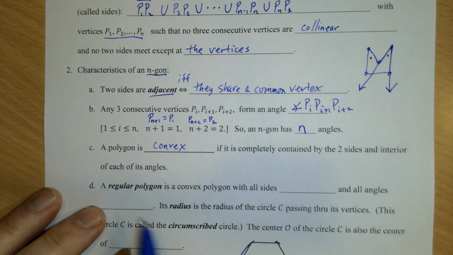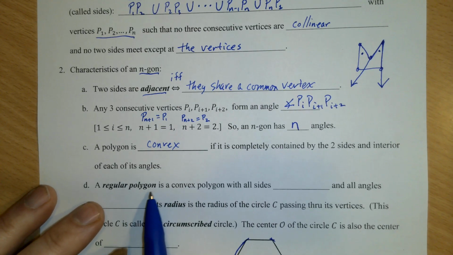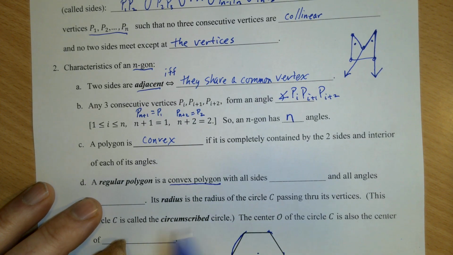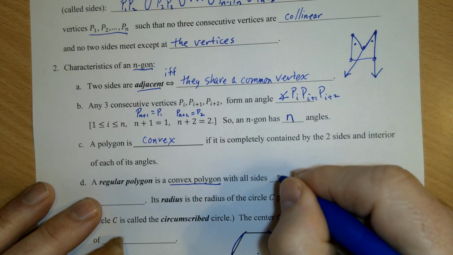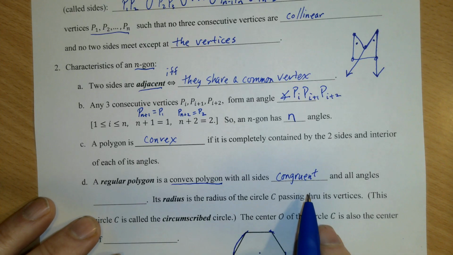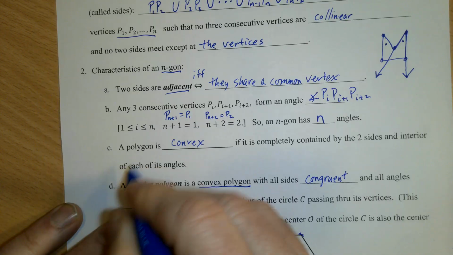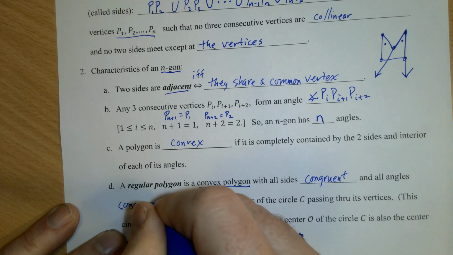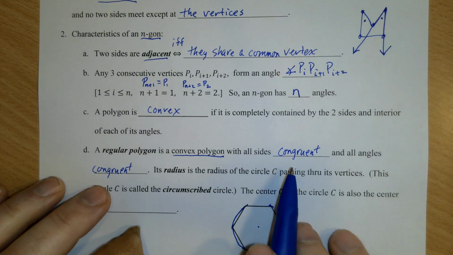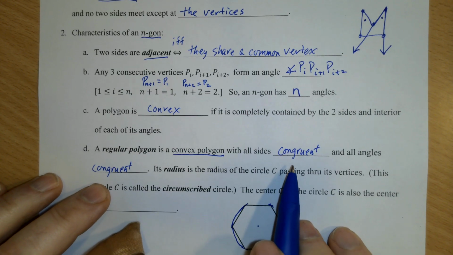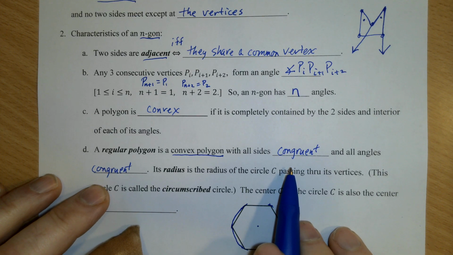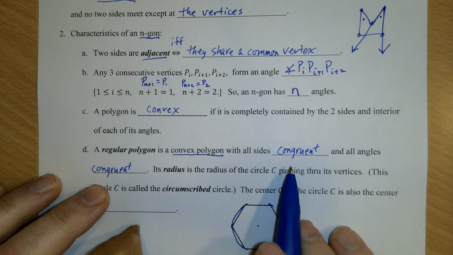Okay, D. What is a regular polygon? Well, a regular polygon is a convex polygon, we just talked about that, with all sides congruent. That means they all have the same length, and all angles congruent. That means they have exactly the same measure. Now, I'll just go ahead and say this. Typically, we're going to assume that all of the polygons we talk about are convex. Unless it's stated that it is not a convex polygon, we will just assume that it is convex.